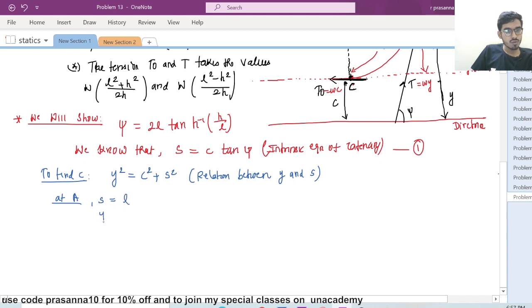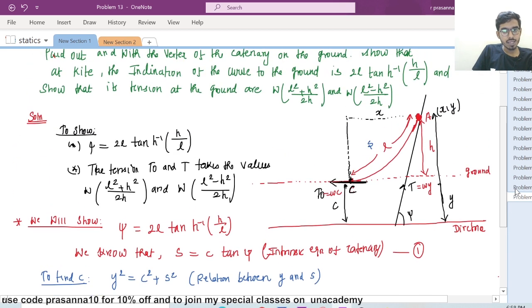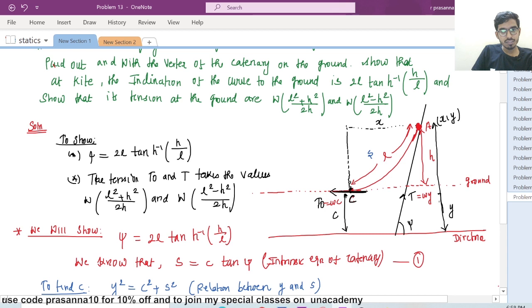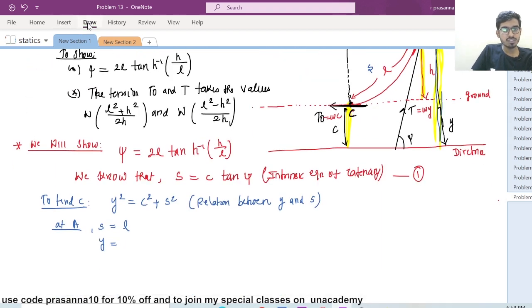And at A, what is the value of Y? This Y is the same as C plus H, yes or no? So this entire Y, let me draw this with a different color, is the same as this C plus H, right? So C plus H is Y. So at A, Y takes the value C plus H, and S is equal to L.